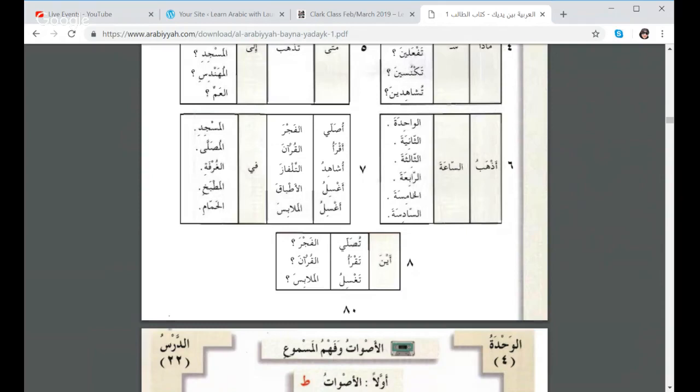Aqra'u al-Qur'an fil musalla. Musalla. I am reading the Quran in the prayer room. Musalla, prayer room. Ushahidu al-tilfaz fil ghorfa. I am watching the TV in the room. Good.